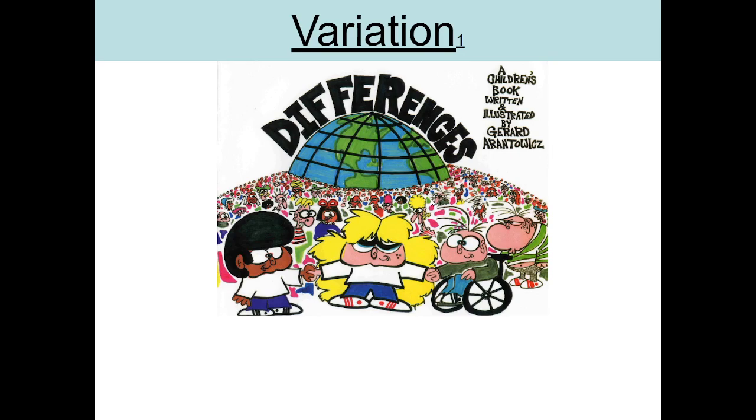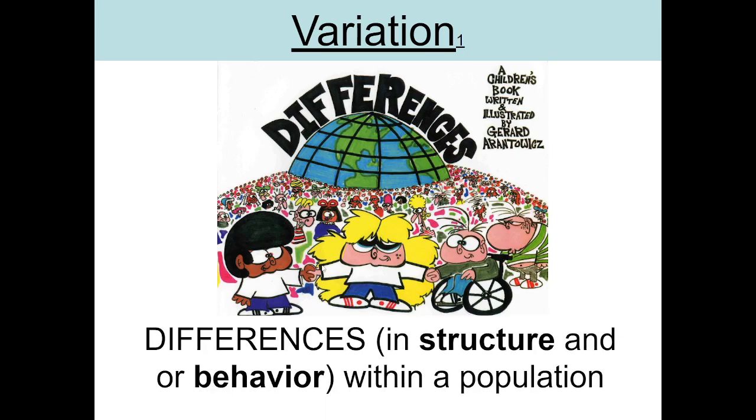Variation. What is variation? Variation is differences in structure and/or behavior within a population. As you can see in this picture, everyone has either different hair, different clothes, or different eye colors.